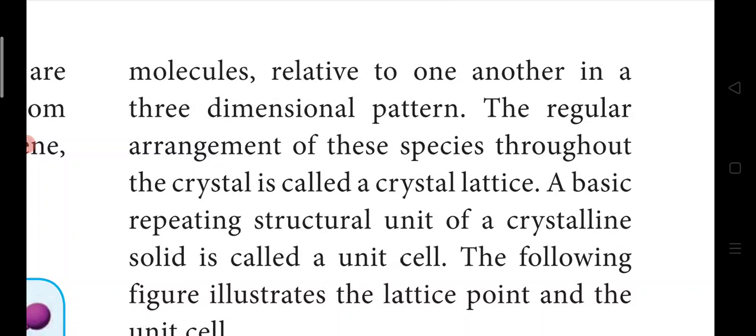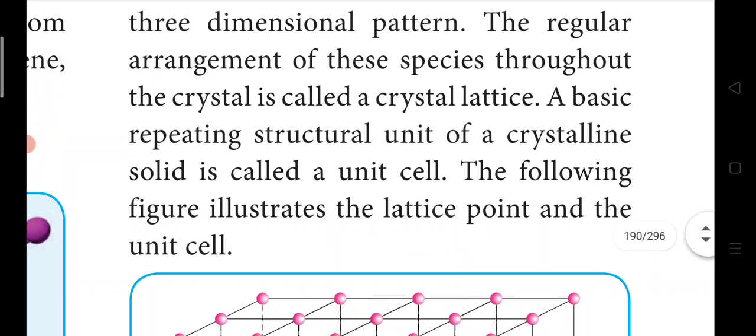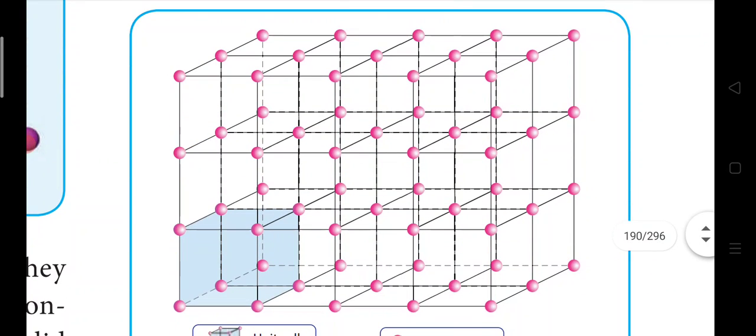The basic repeating structural unit of a crystal lattice, we call a unit cell. Something is arranged repeatedly so that it gives rise to a crystal. That basic repeated arrangement we call a unit cell. If you see here, this whole part is a crystal, and the one highlighted part is a unit cell. This basic repeated arrangement is what we call a unit cell.